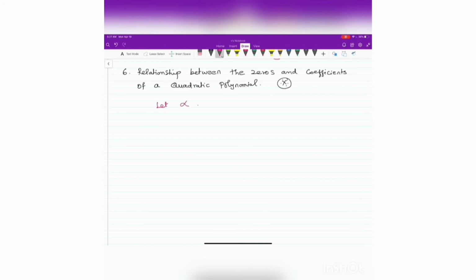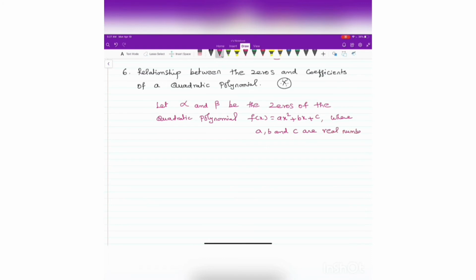Let alpha and beta be the zeros of the quadratic polynomial f of x is equal to ax squared plus bx plus c, where a, b and c are real numbers and a should not be equal to 0. I told you many times it's a very, very important condition.